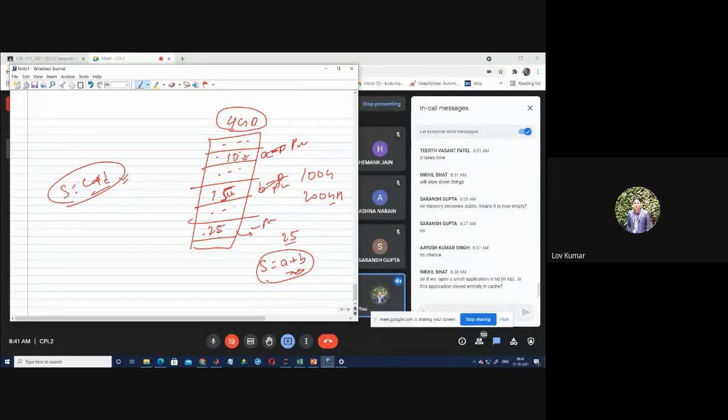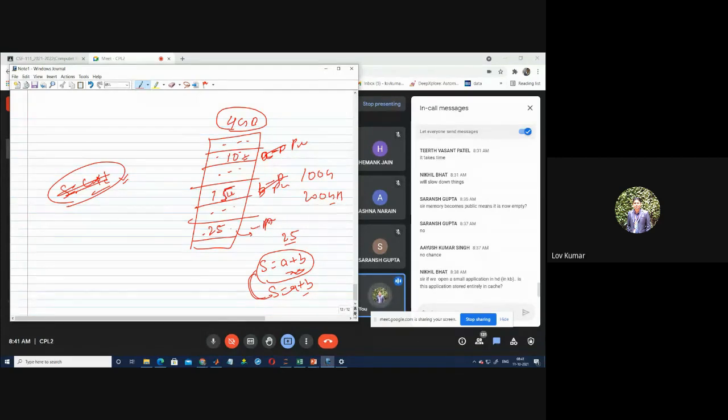Now assume the next time you give the same instruction, is equal to A plus B. This memory has already become public. If no one has used this memory during these two operations, then it will allocate the same memory again. But the chances are very, very less. You can say only a 1% chance to get this data in your memory.